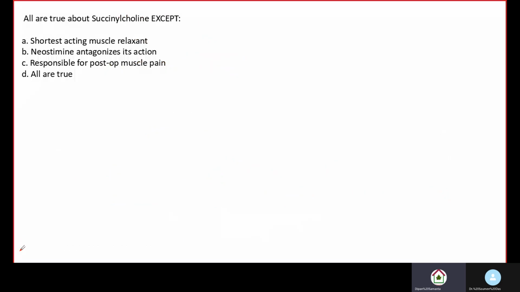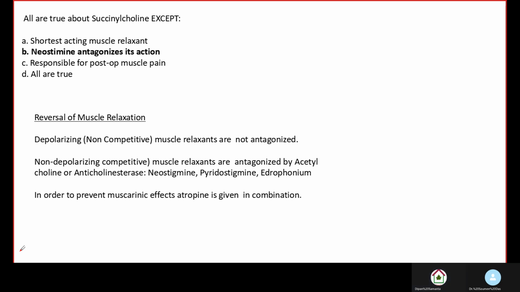Next question. All are true about succinylcholine except: short acting muscle relaxant, neostigmine antagonizes this action, responsible for post-operative muscle pain. The answer will be neostigmine antagonizes this action. So it is false. Succinylcholine is the shortest acting muscle relaxant. Yes, it is responsible for post-operative muscle pain also, yes, but neostigmine antagonism is wrong information.